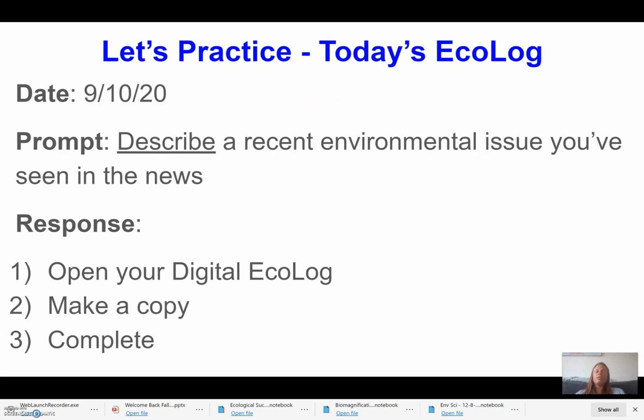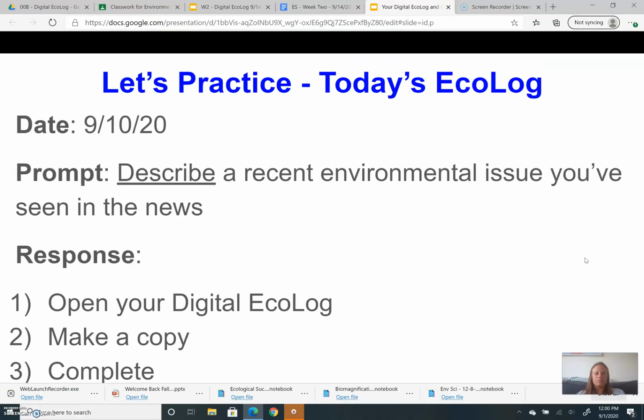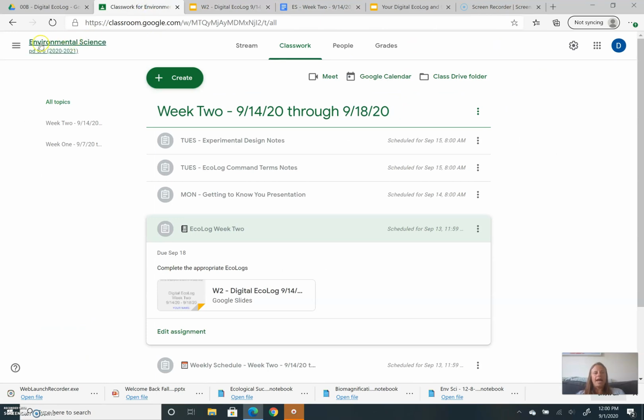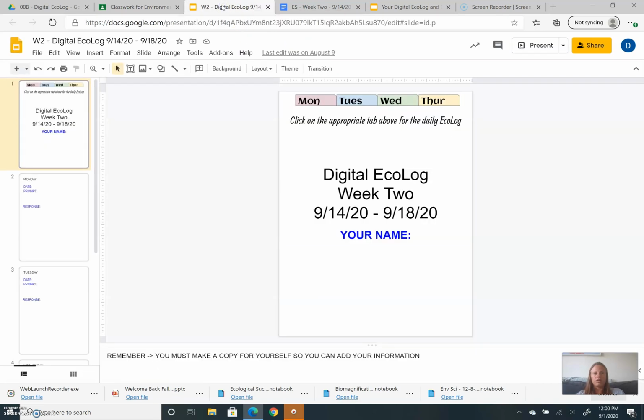So, now that you know the command terms, let's practice doing an EcoLog. So today's EcoLog is to describe a recent environmental issue that you've seen in the news. What you're going to do is go to your digital EcoLog that I've uploaded onto our Google Classroom, make a copy for yourself, and then complete it. So let me show you what I mean. If I go to the classwork within our specific environmental science class, I have uploaded that digital EcoLog for you. And remember, we already opened it before because I wanted to show you what it looked like.